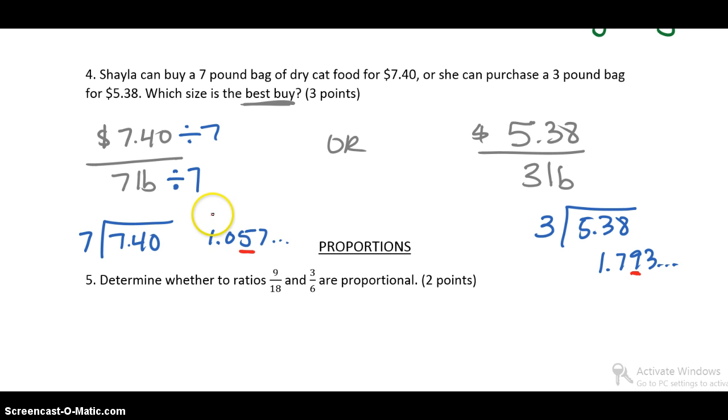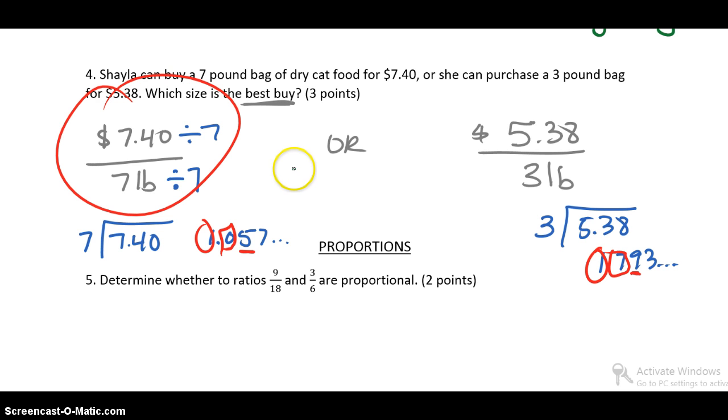So if we look at first that whole number, we both have a 1 there, so we're still even. Now our second number, the first number in our decimal, is a 0 for this one and a 7 here. So we automatically know that this is going to be our better buy, but we need to make sure we write it in a complete sentence. So we could write the $7.40 bag for 7 pounds is the better buy. Make sure you're clear when you're stating which one is the better buy.